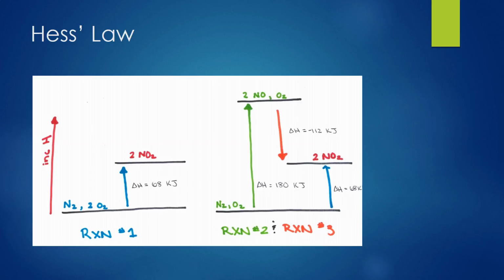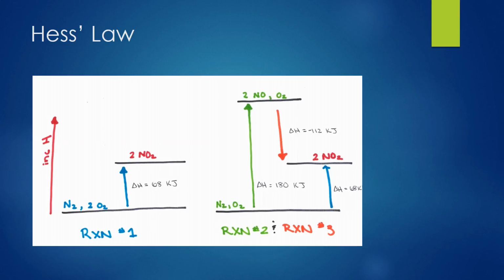On the right-hand side, we see it as the two-step process from the previous slide. Nitrogen and oxygen gas combine together to create 2 moles of nitrogen monoxide, and that requires 180 kilojoules. When it's combined with another mole of oxygen gas, it releases 112 kilojoules, which would give us 2 moles of nitrogen dioxide. That difference is still 68 kilojoules.